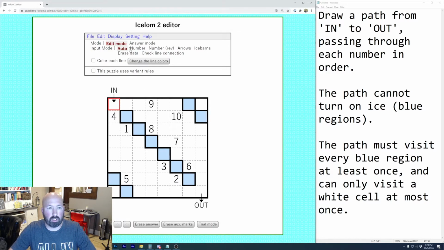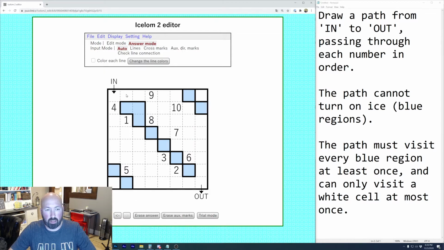All right, so I'll go to edit mode here. So I can do, if, for example, the region looked like this. You don't have to necessarily go through every blue cell. If you just went through this way, that would have gone through this blue region one time. There you go. Let's go back to our puzzle.